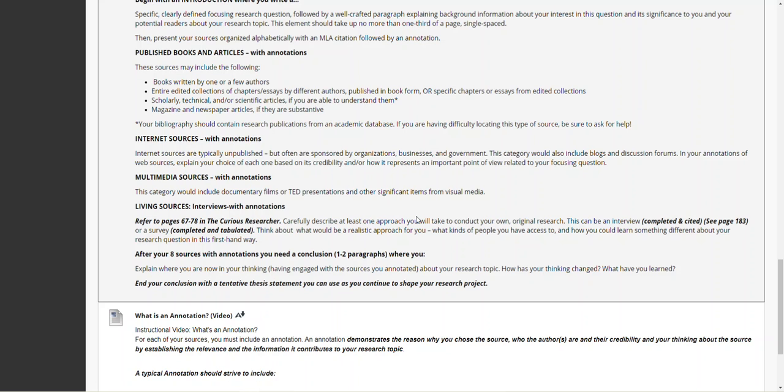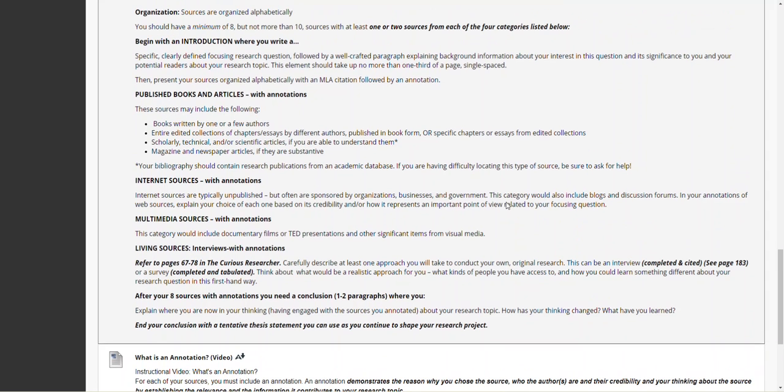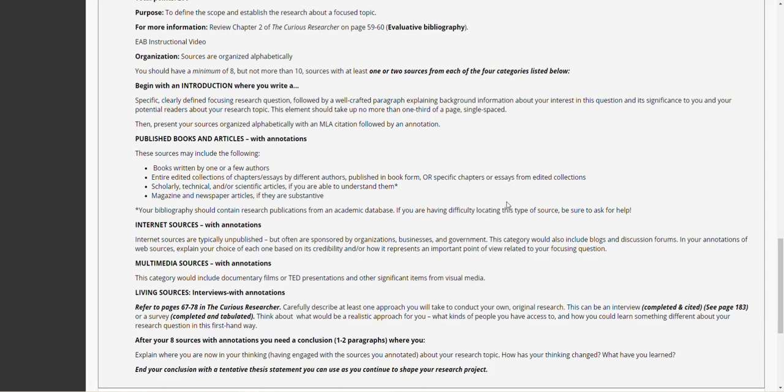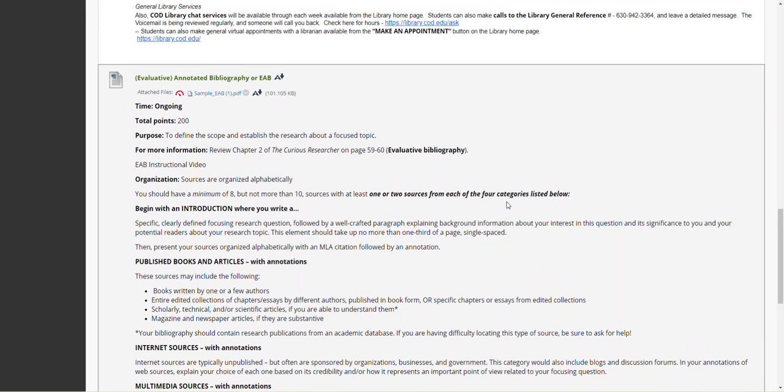All right. So after your 8 sources with annotations, you need a conclusion where you explain where you are now in your thinking, right? After all this thinking and writing and researching, how has your thinking changed and what have you learned? Then you want to end your conclusion with a tentative thesis statement that you can use to continue to shape your research project. All right. So this is the annotated bibliography instructions.